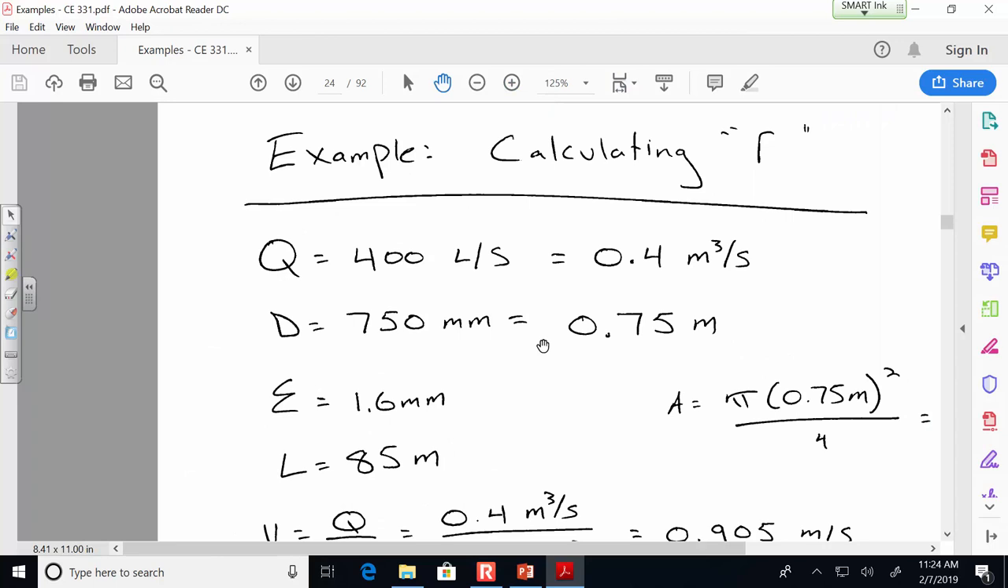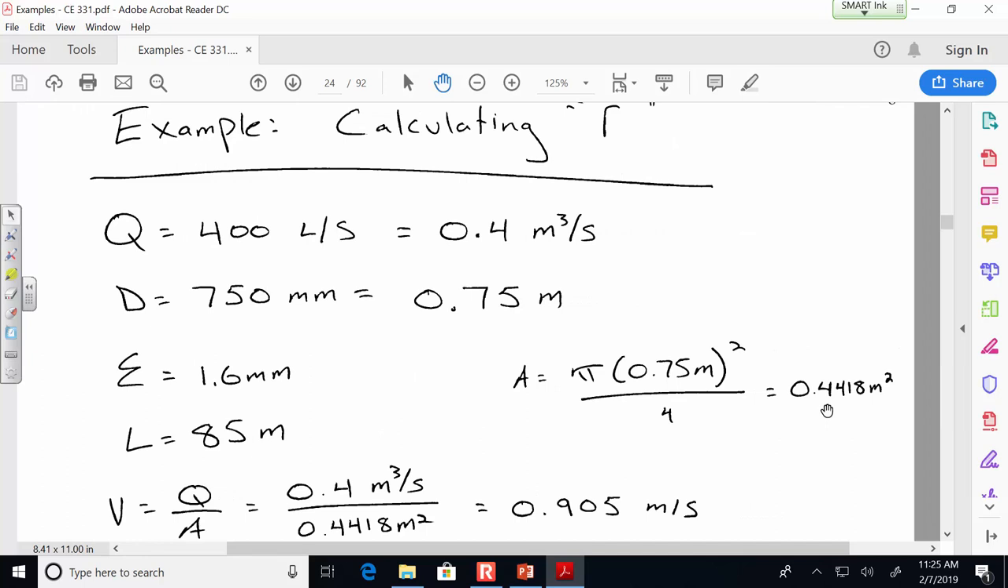So first things first, we just summarize the givens here. It's said that the flow rate is 400 liters per second. So to have all of the dimensions consistent, we have to change that to 0.4 cubic meters per second. Likewise with the diameter. And so the cross-sectional area is 0.4418.